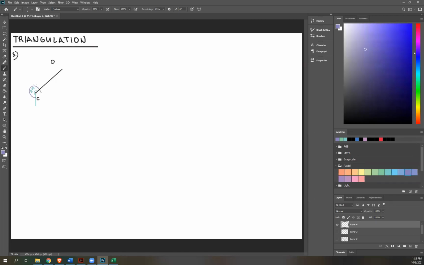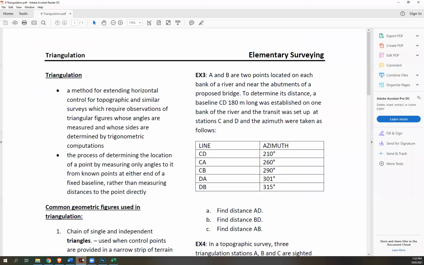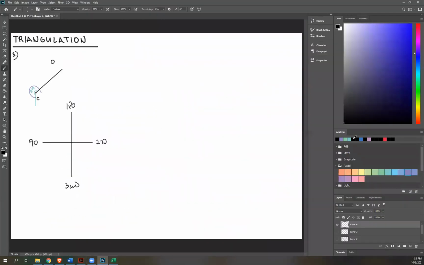Not quite on the positive x-axis, because that's 270, right? This is 90, 180, 270, 360. So 260 is somewhere here. Okay? So I'm going to draw it that way, 260, kind of like that. And I'm not going to place A yet.